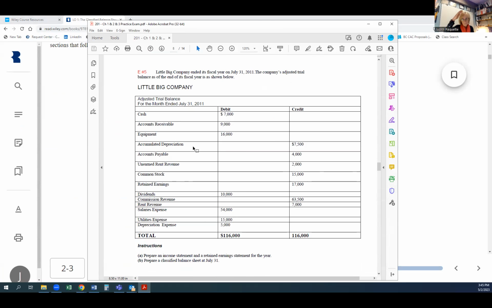So you list property, which is land, first. You don't list accumulated depreciation under land. Land doesn't depreciate. Then you'd list plant, which would be your building, and then equipment. And if it doesn't tell you whether it's for the building or equipment, just put it under the last one, which would be equipment.